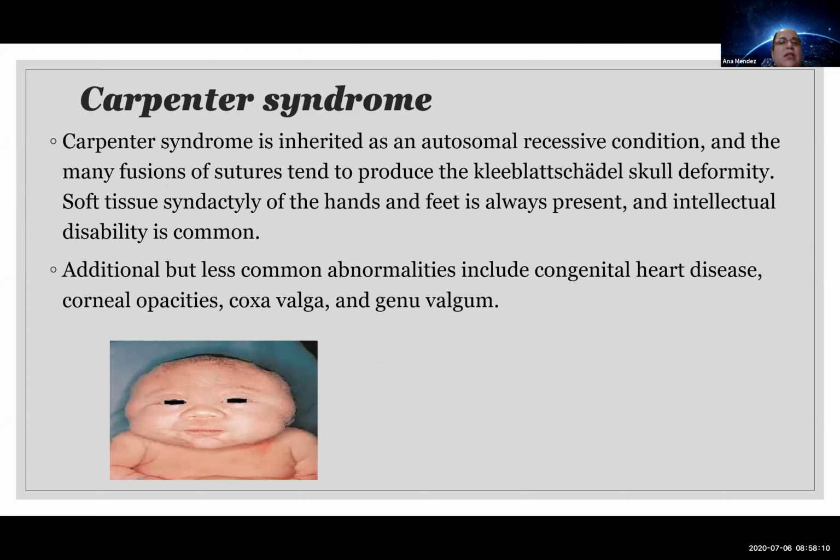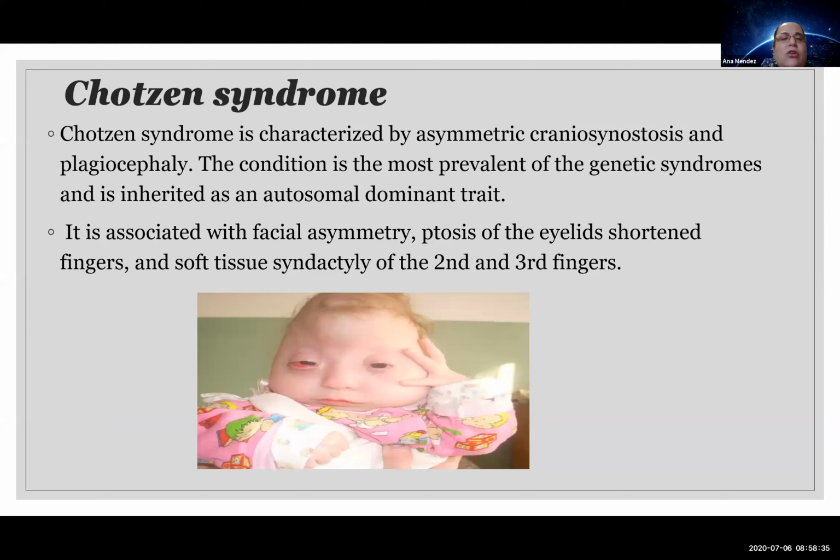And this is Carpenter syndrome. It's an inherited autosomal recessive condition, and the many fusions of sutures tend to produce a cuboidal skull deformity. Soft tissue syndactyly of the hands and feet is always present, and intellectual disability is common. Additional but less common abnormalities include congenital heart disease, corneal abnormalities, and genu valgum.